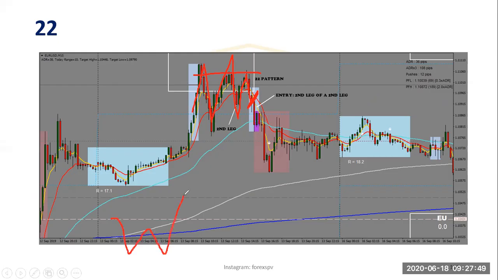And then we had a consolidation. And on the next day, it will come for a third leg here. We'll have a V, and then it will go. So this will be like a 21 pattern. So that's another pattern that can be formed in the markets.